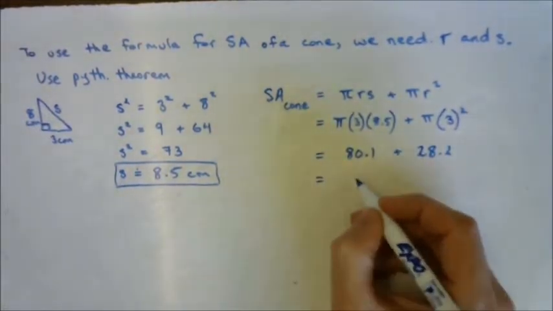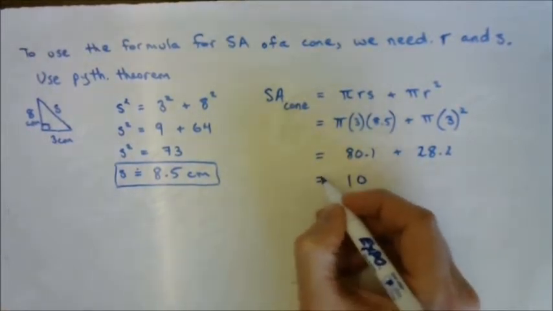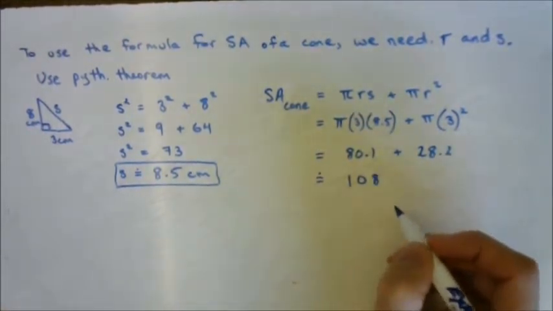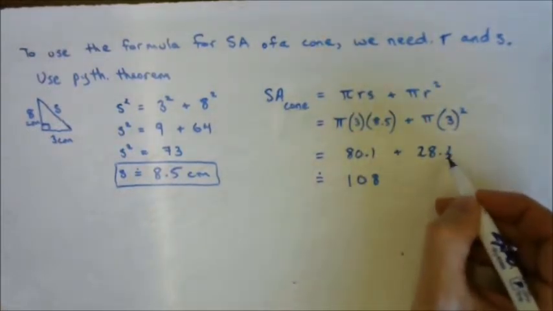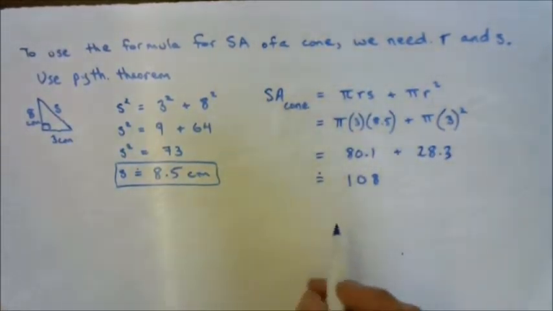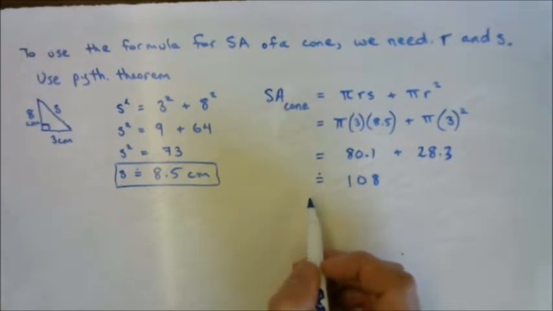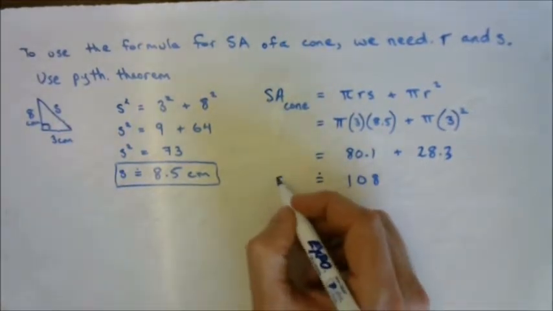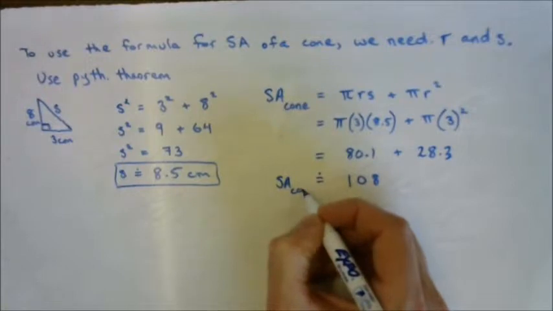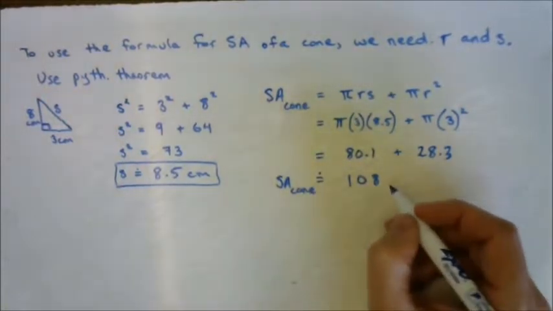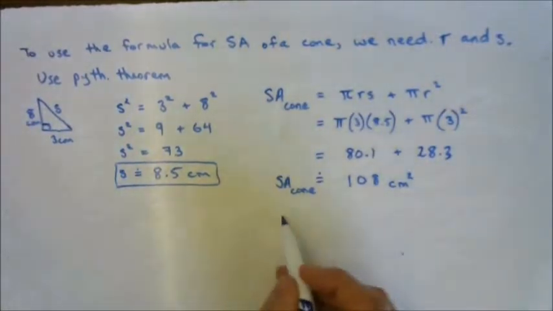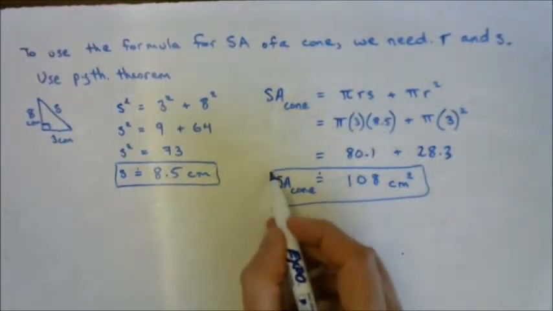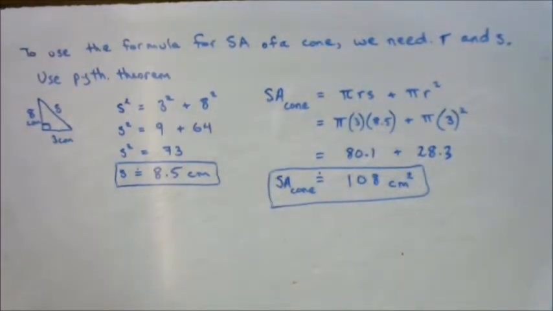Add those up. Because we're going to round to the nearest square centimeter anyway, that's fine. So the surface area of this particular cone is approximately 108 square centimeters. The question also told us we were dealing with square centimeters.